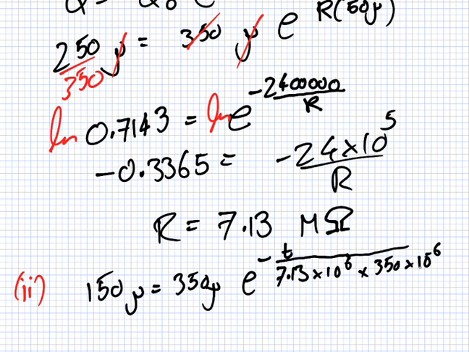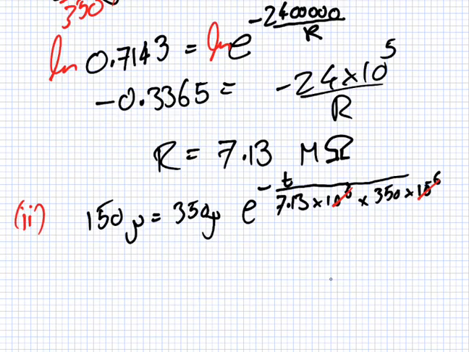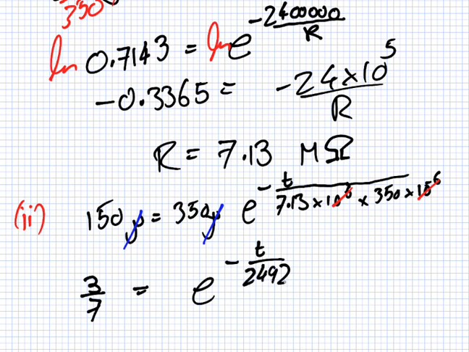Now that's actually nice that it's micro because it cancels them. 7.13 times 350. Okay, so I end up getting, and these cancel, 3 over 7, whatever that is, I'll type it in now, minus t over 2492.